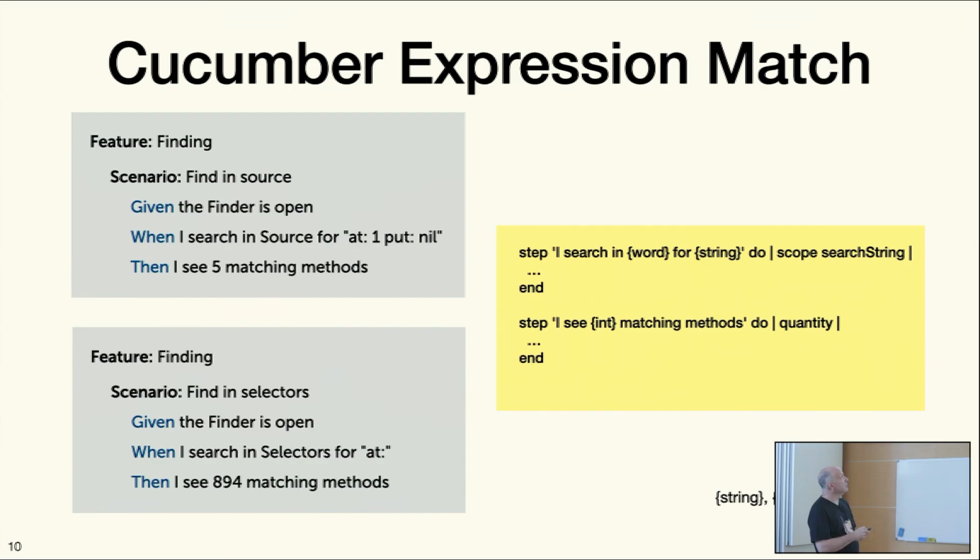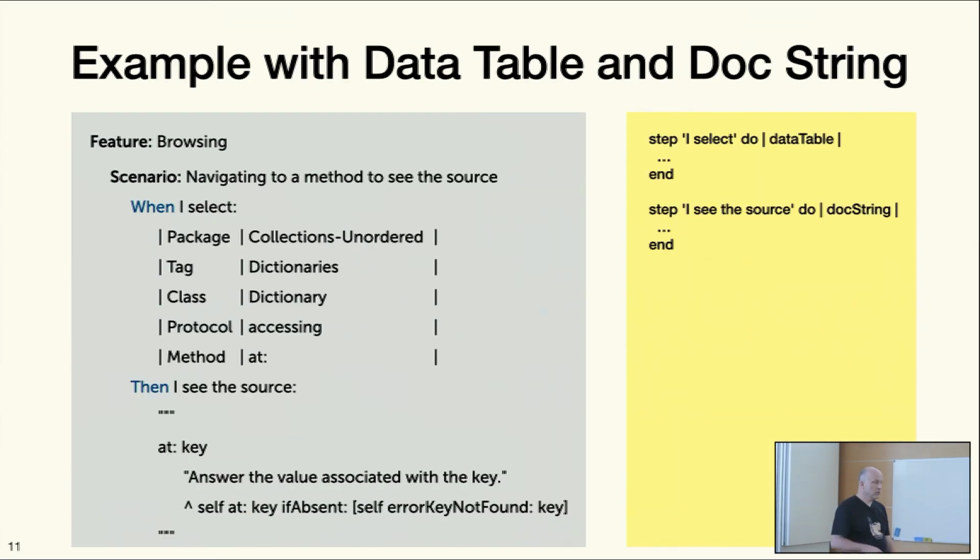Okay, good. Now, the cucumber expressions were a way to add arguments to your step definitions, but sometimes you need more structured data or more structured arguments. And that's where data tables and docstrings come in. As you can see here, a data table is something that we write with vertical bars so that you really see all the cells in the table. A docstring is written with these delimiters, a triple quoted string, as you can see here.